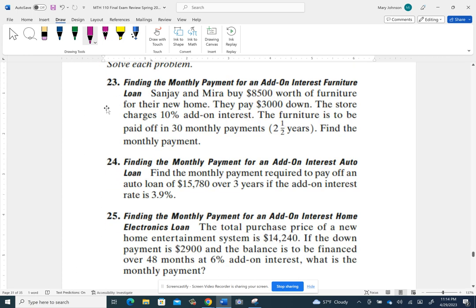And then it suggested you look at 23 through 25. Let's see what those are. Okay, getting the monthly payment again. I'll just do the even one. You can do more of these if you want.